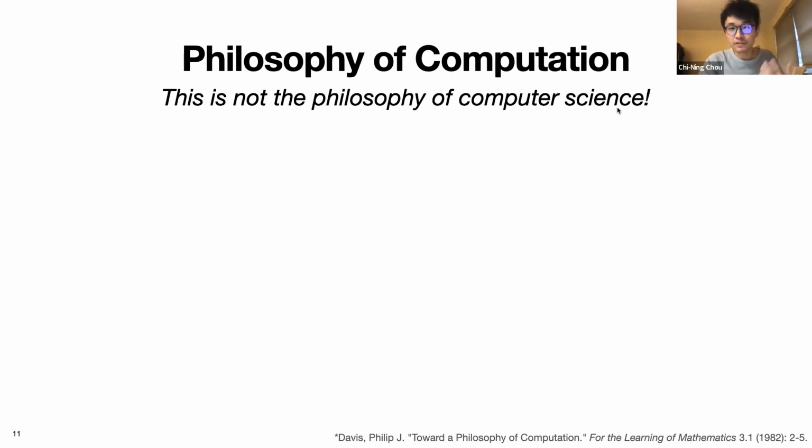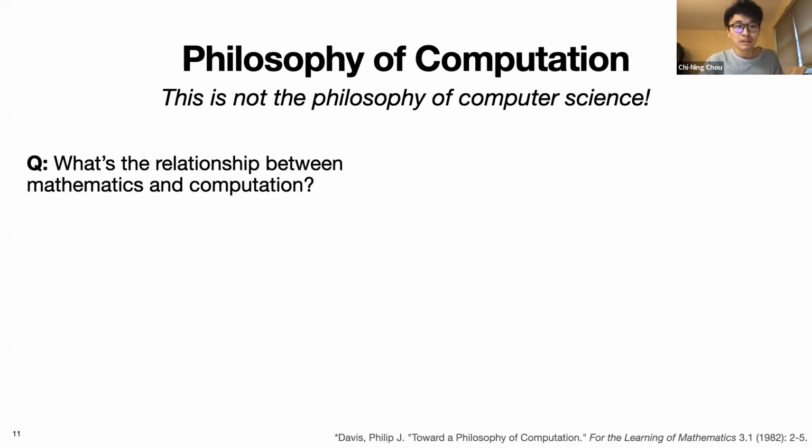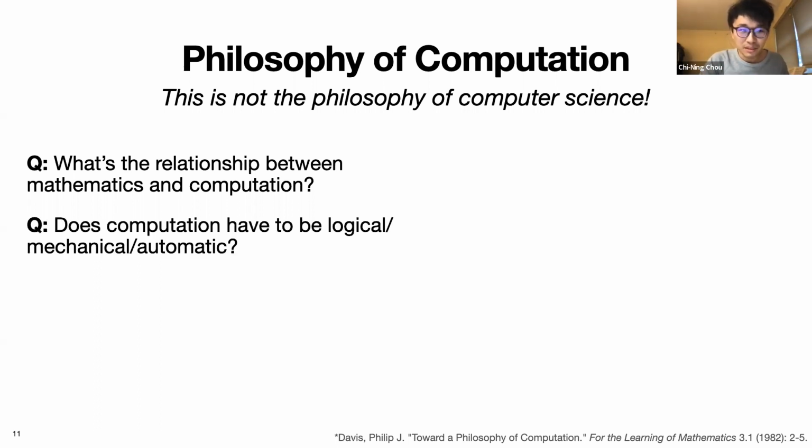So what is the philosophy of computation roughly about? For example, people can ask, what's the relation between mathematics and computation? This is exactly the thing we are going to discuss in this lecture. You can also ask, does computation have to be logical, mechanical, automatic? Is it something that can be beyond that? Because from the original mathematical definition or from the working definition in computer science, computation is something really logical and mechanical. But when we look at biology, it seems maybe not necessary. So does it have to be that way? And if not, how do we study computation?